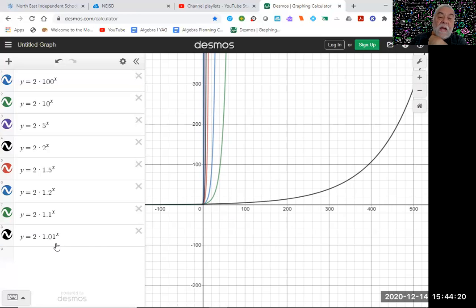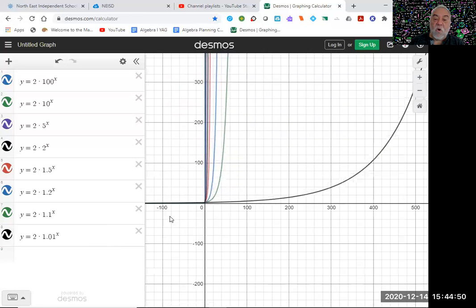If I said 2 times 1 to the x, 1 to any power is 1, so it would be a straight line. It would just be y is equal to 2, a straight line at the y-intercept. That's why a multiplier of 1 makes no sense, because every time you multiply by 1, you just get the same number. And that's really a graphical explanation of exponential growth.